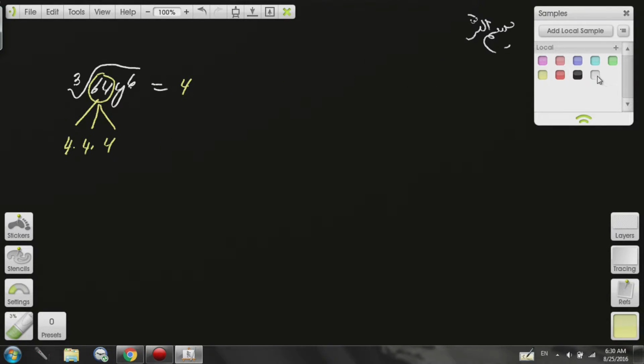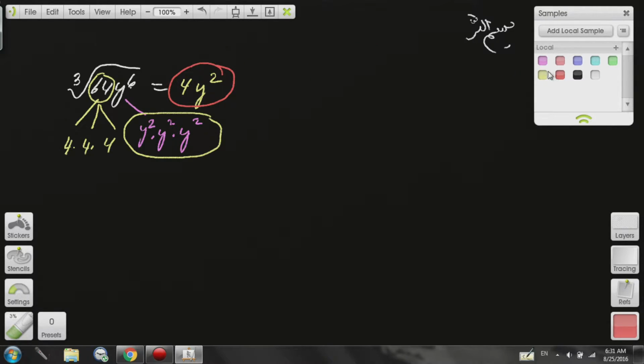Now y to the 6th is y squared times y squared times y squared, correct? You can take one of these three out as y squared. So the cube root of 64y to the 6th simplifies to 4 times y squared. Okay, let's do another example.